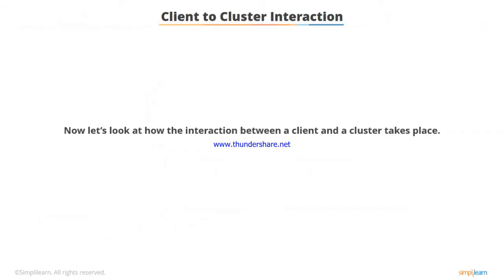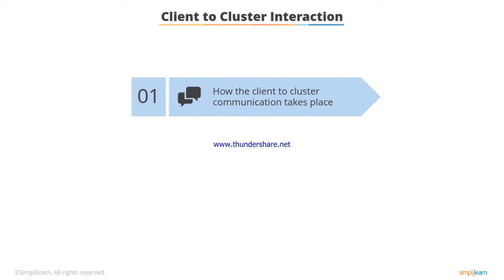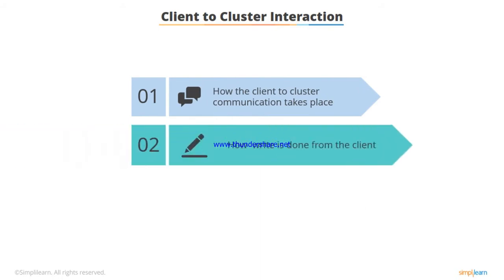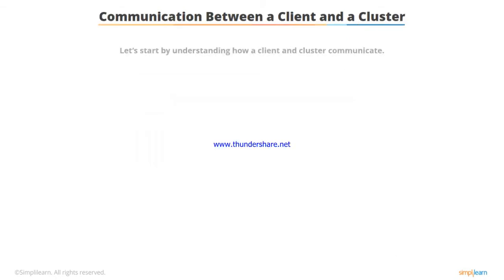Now let's look at how the interaction between a client and a cluster takes place. To understand the process of interaction, you need to know how the communication takes place, how the write is done from the client, and how the client ensures data integrity. On the next screens, you will learn about each of these in more detail. Let's start by understanding how a client and cluster communicates.